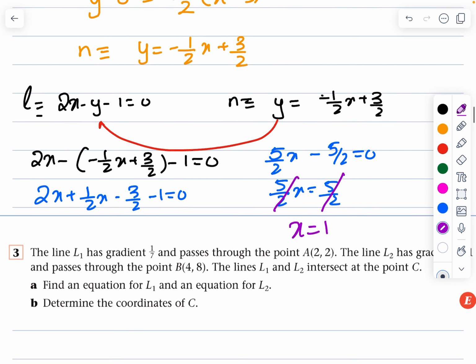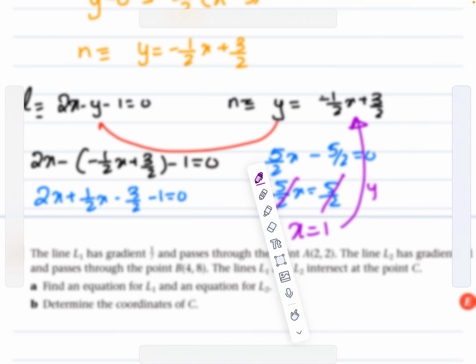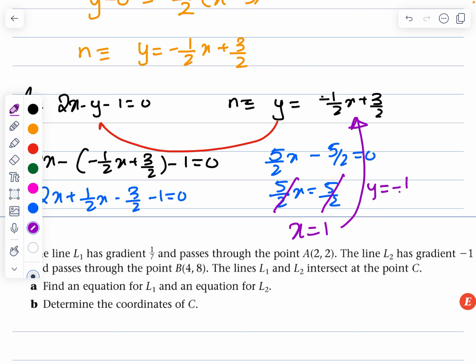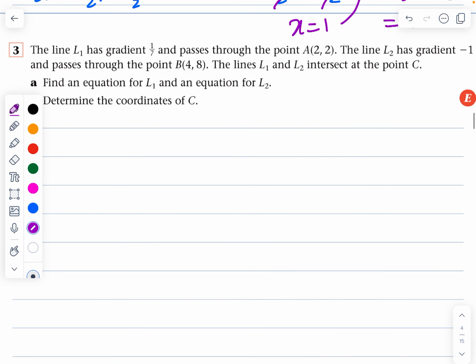Now plug in x equals 1 over here. So y value will be equal to negative half times 1 plus 3 upon 2, which is equal to nothing but how much? 1. So the point is (1, 1), which is going to be the answer. Now coming to question number 3.